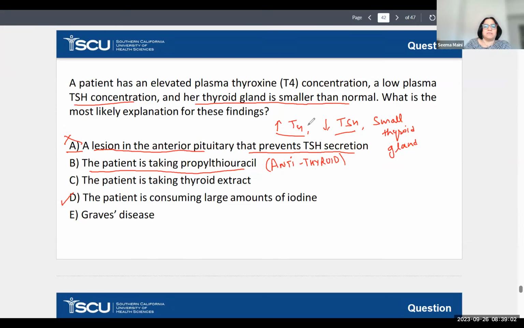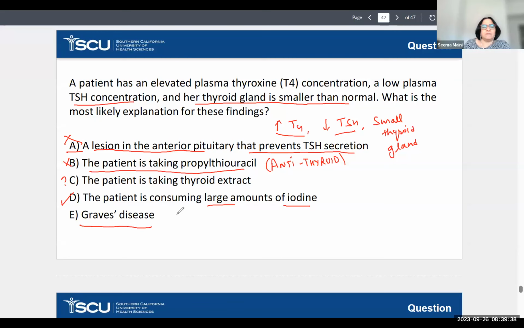C is the right choice. I'm sorry. Patient is taking thyroid extract. Let's come back to this. And who answered D? Tal, you answered D. The patient is consuming a large amount of iodine. If the patient is consuming a large amount of iodine, that should depress the thyroid, and the patient cannot have an increased level of T4.